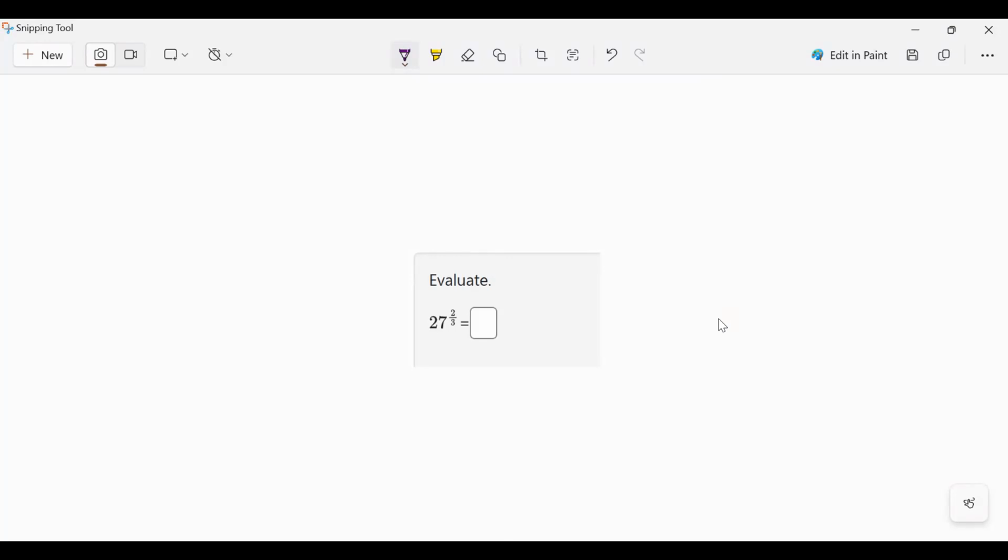So again, a couple different ways of doing this. First one is turn the 27 into 3 cubed. And you're going to do the exponent and multiply the inner exponent by the exponent outside. So 3 times 2/3. And we end up canceling the 3, and we get 3 to the second power, which is 9.